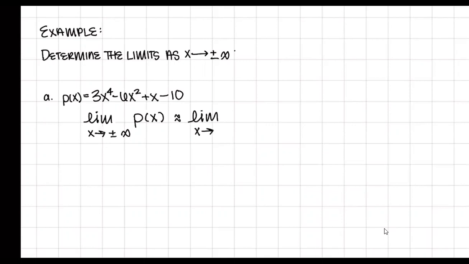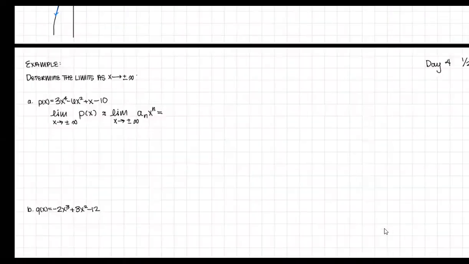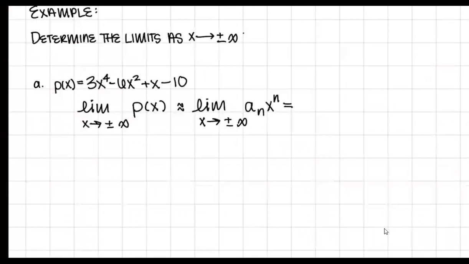it's the same as taking the limit as x approaches positive and negative infinity of a_n x^n. And in this case, our n is 4. We have 4 is our highest degree. So the coefficient that belongs to x to the power 4 is 3. So that's the limit as x approaches positive and negative infinity of 3 times x to the 4th. And we know because we've got this even power that these values are just going to equal infinity.